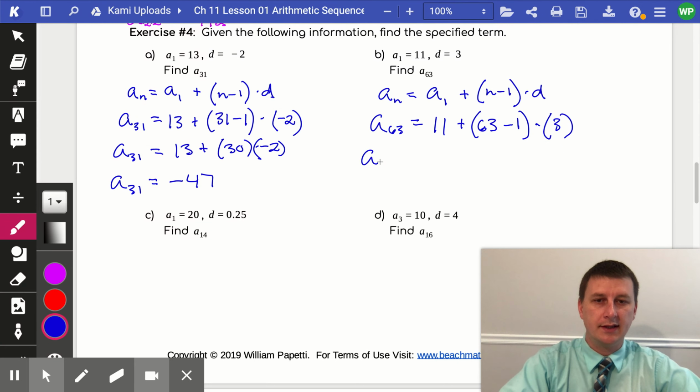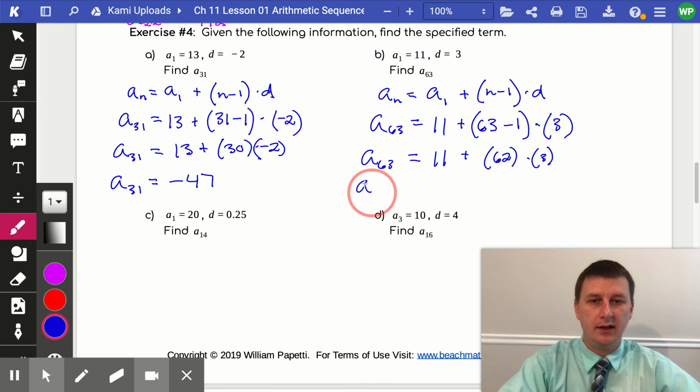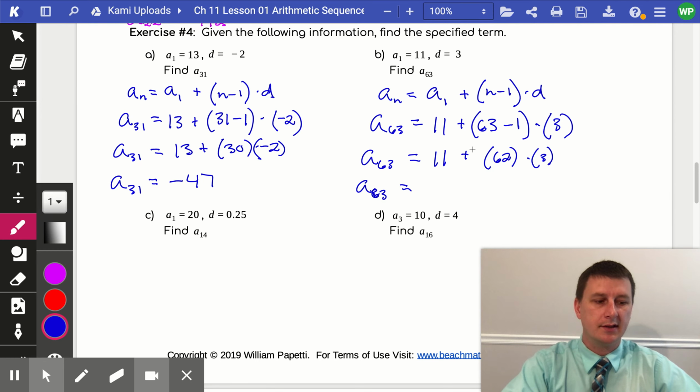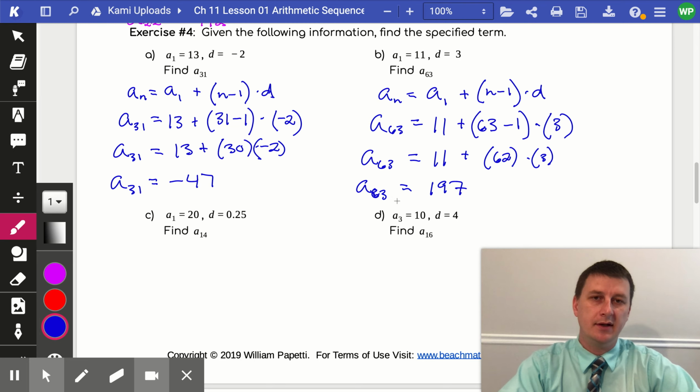Okay, so again, let's simplify this in two steps. We'll have 11 plus 62 times 3. And finally, to get our 63rd term, 62 times 3 would give us 186. And to add 11 to that, we're going to have 197. It might have been tough to find our 63rd term by adding 3 over and over, but using this simple formula up here, we're able to find our 63rd term like that.